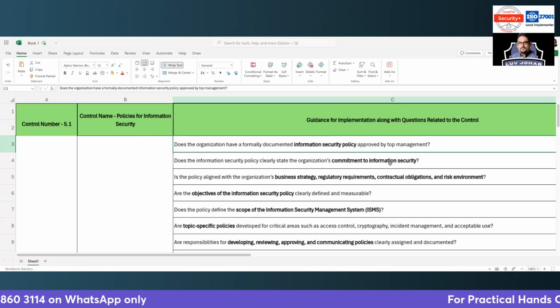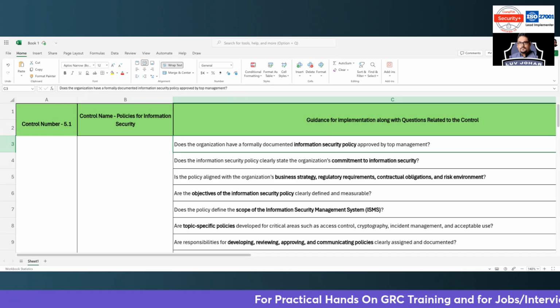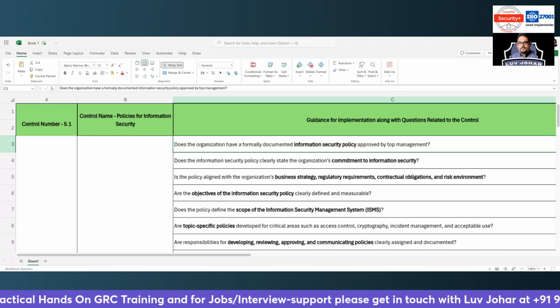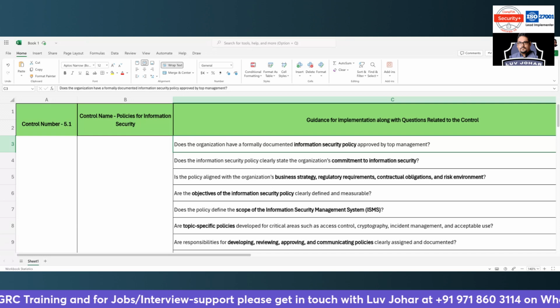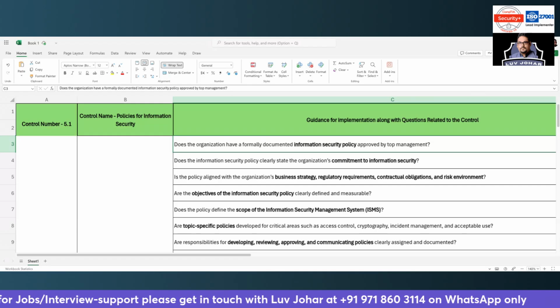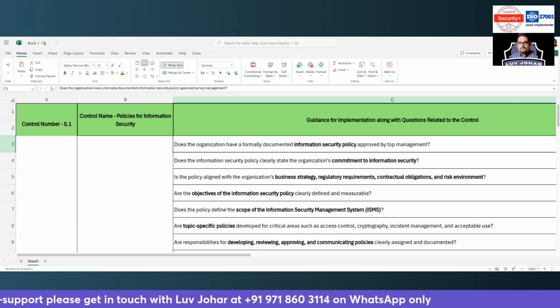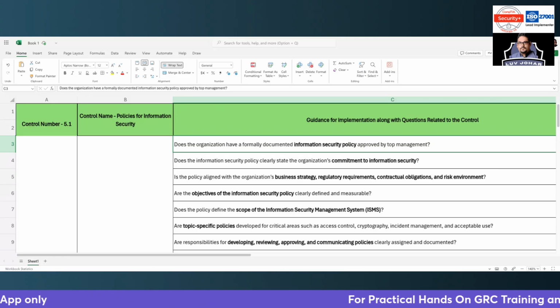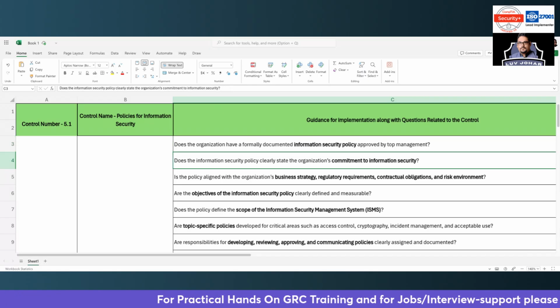So the first and foremost thing is we need to check: does the organization have a formally documented information security policy which is approved by the top management? So here two things are conveyed by the 27002 standard. One is that the policy should be formal. Okay, it has to be a formal document. And second thing is that it should be approved by the top management. After creating the policy, you should send it to the top management for their final review, right? This is something you need to be very cautious about.